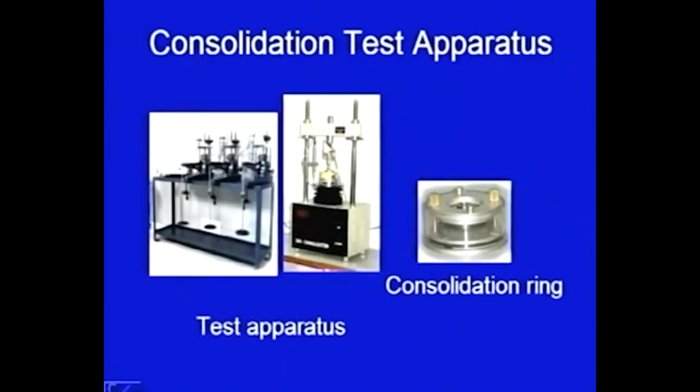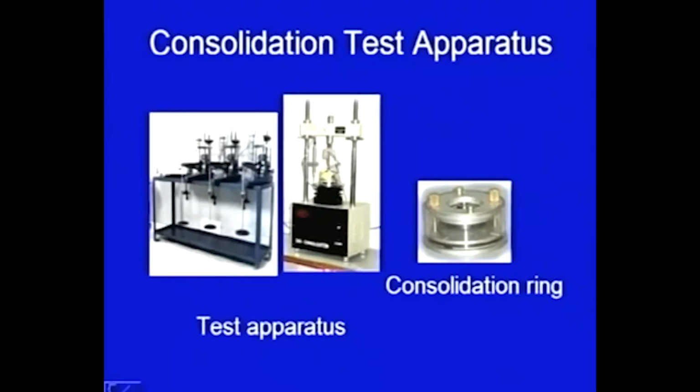Let me discuss some details about the consolidation test apparatus. Here are two photographs I have given. This is the apparatus, and this is a consolidation ring. This is the most important part, you can say. It is a circular ring with a certain height. Let us say height is h, diameter is d, and in the ring, the specimen of soil is placed, and now this consolidation ring is placed in the apparatus somewhere here, and then a load is applied on that.